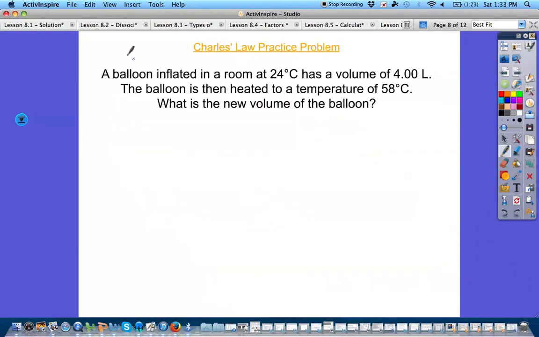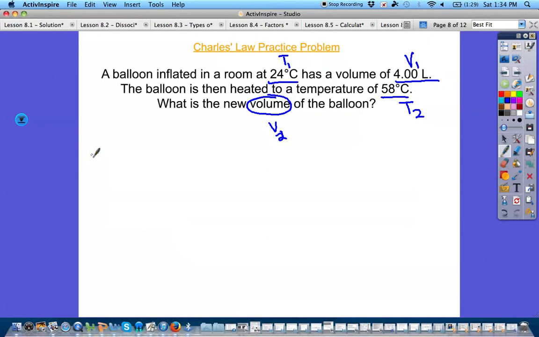Charles's law example problem here. A balloon is inflated in a room at a temperature of 24 degrees Celsius and a volume of 4 liters. The balloon is then heated to a temperature of 58 degrees Celsius. We want to determine what the new volume of the balloon is. So here's T1, 24 degrees. V1 is 4 liters. T2 is 58 degrees Celsius, and volume 2 is what we're solving for.